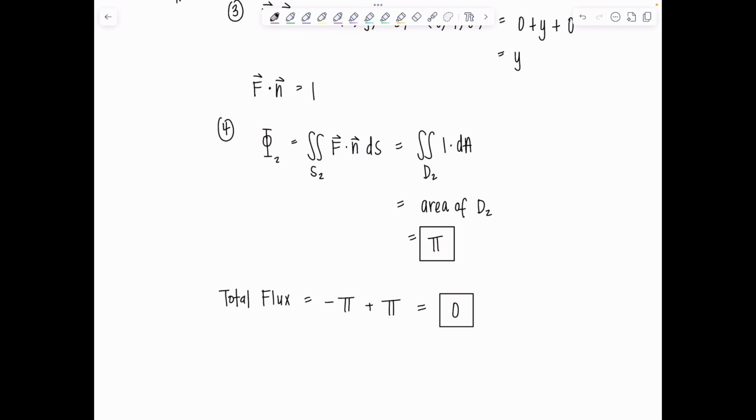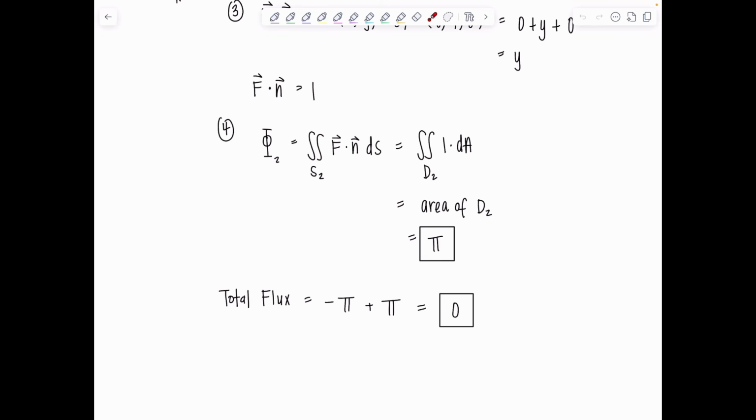So what does that mean exactly? Well, remember, flux measures the total flow of a vector field through a surface. So basically, since the total flux is 0, that means the amount of fluid flowing through this permeable surface is 0. Why is that? Because the fluid that's being pushed out through one surface is the same amount that's being pushed in or sucked in from the other surface.